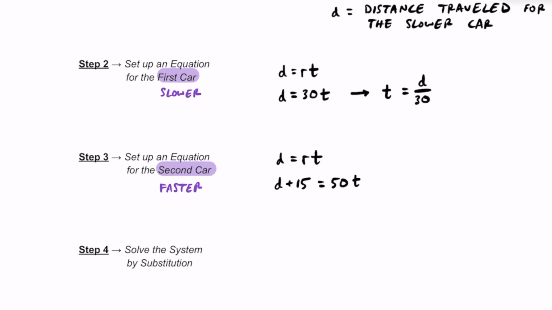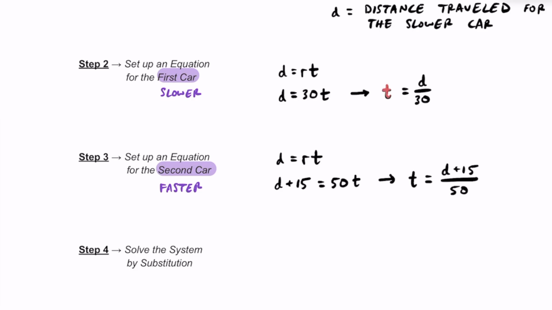Now, what about the second equation here? For the second equation, what if we want to get this T alone? Let's go ahead and divide this side by 50 and divide this side by 50. If we do that, then our equation would say T is equal to the distance plus 15, because it travels 15 miles further, divided by 50, okay? Because it's going a faster speed here. All right, let's see here.